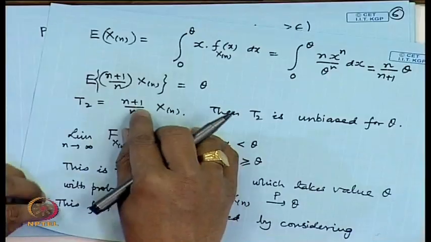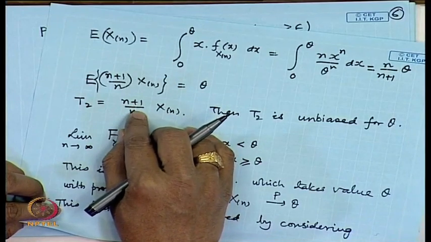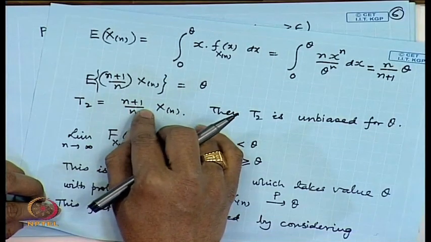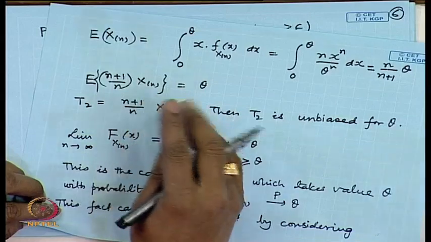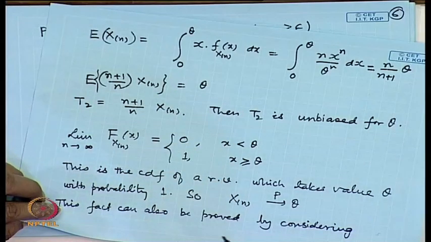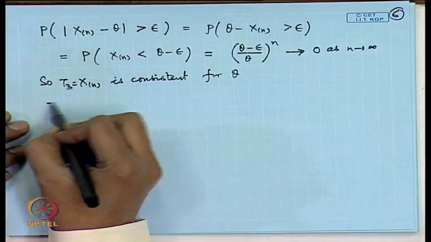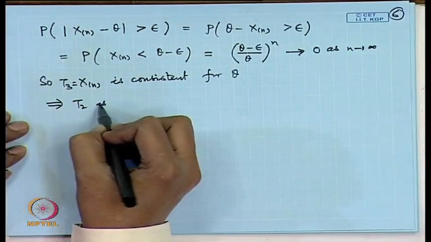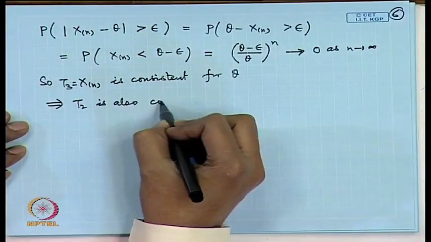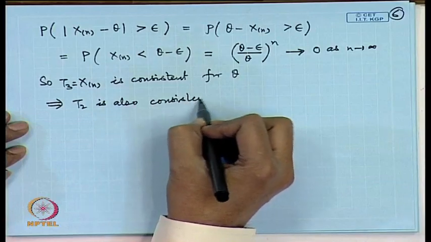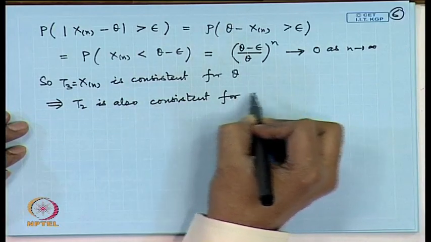If we look at the coefficient n plus 1 by n, this goes to 1 as n tends to infinity. So, we have the result that if T n is consistent for theta and a n goes to 1, then a n T n is also consistent. Therefore, if we use this fact, T 2 is also consistent for theta.